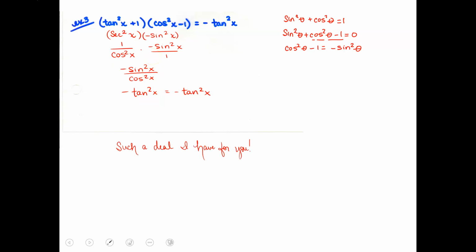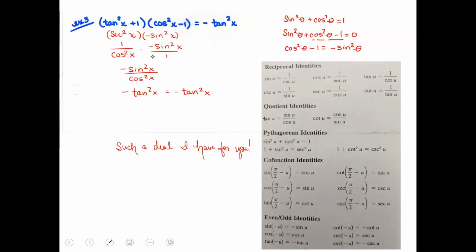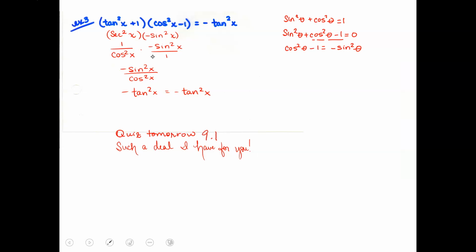All right, so I understand that these are very challenging, and we have a quiz on this tomorrow. So here is the deal that I have for you. At this point, we are to have memorized all of these: the reciprocal, quotient, Pythagorean, cofunction, even odd identities. So for your quiz tomorrow, I will only put 3 simplifies on there. Everything else will be matching formulas. All right. So that will help you out. It's not like you have a whole quiz full of the simplifies. So again, don't forget, quiz tomorrow.